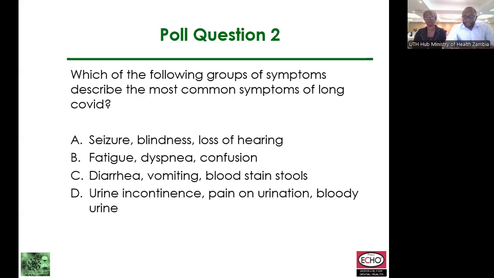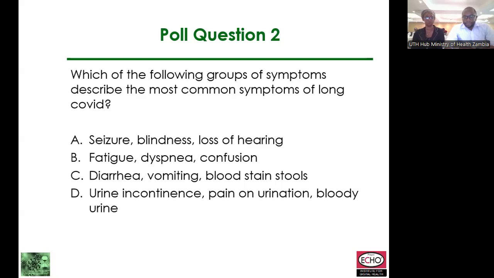Our 5 seconds is up. Just a recap on the selection. We have 100% of the community responding to the poll, and all the participants have picked B, saying the most common group of symptoms that present in long COVID are fatigue, dyspnea, and confusion. We'll move on to our third poll.